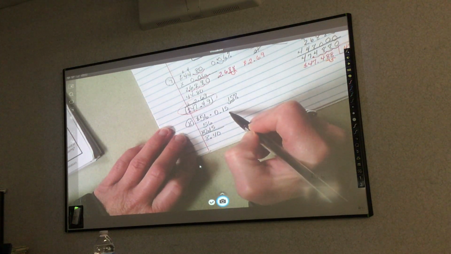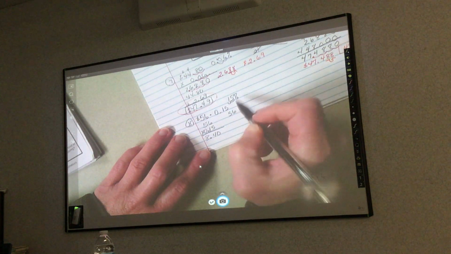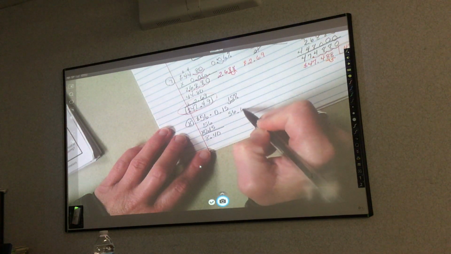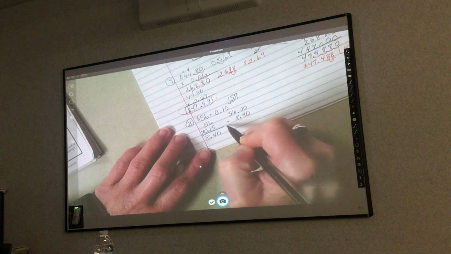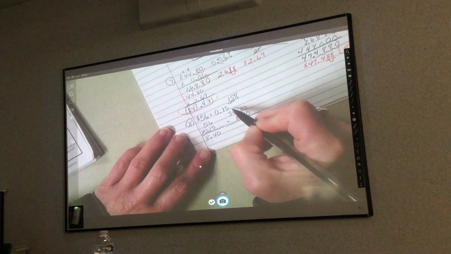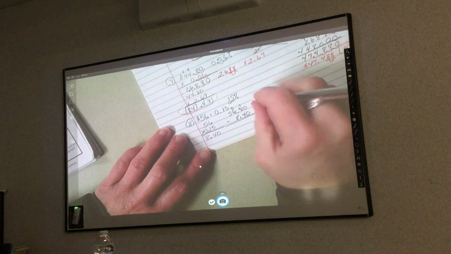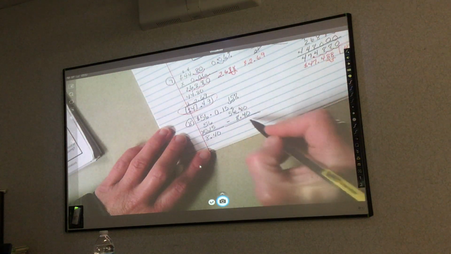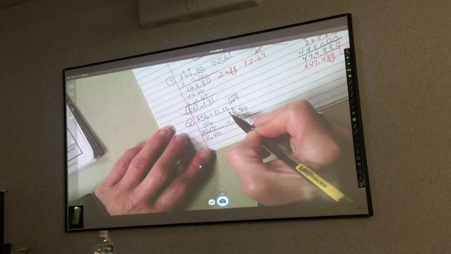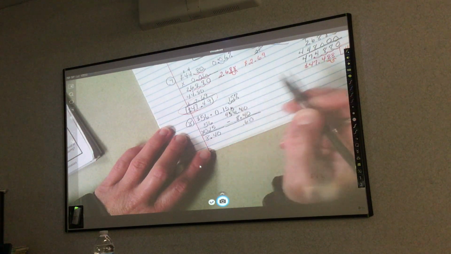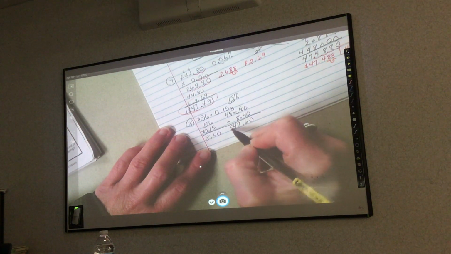So then I take my $56 and it's a discount, so am I going to add it? Subtract. I have to borrow. This can just be a 0. So now 10 minus 4 is 6. Cannot do 5 minus 8, so the 5 becomes a 4. Now we have 15 minus 8 is 7. So we have $47.60.